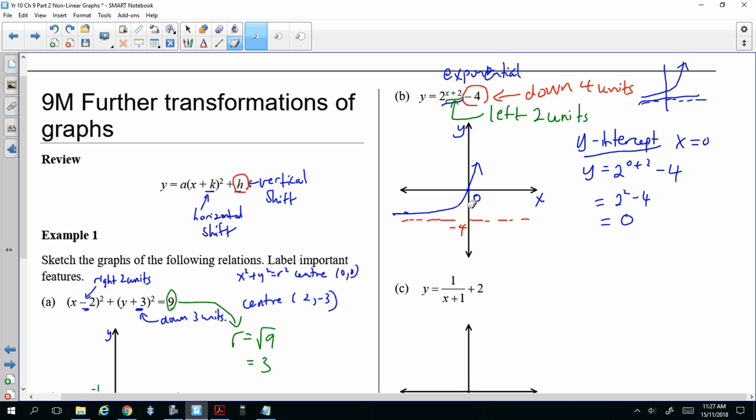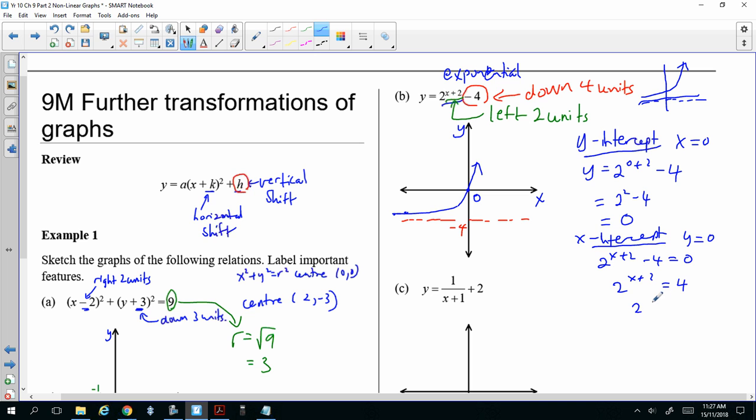Okay, good. And then after that, we're going to find the x-intercept. To find the x-intercept, you put y equal to 0. So you get 2 to the power x plus 2, minus 4 is 0, which means 2 to the power x plus 2 equal to 4. Then you write 4 as 2 squared, and we learned from chapter 2 indices that the two indices must be equal. So x plus 2 is 2, x is 0. So it crosses here. Hopefully it makes sense. That's how it works.